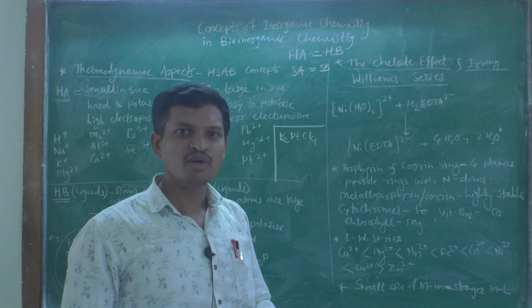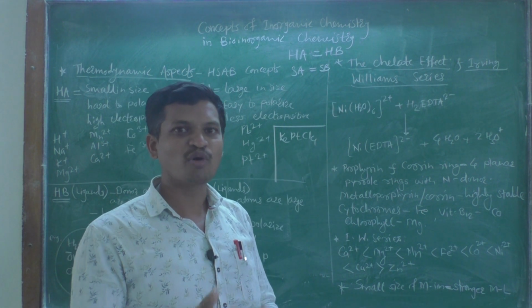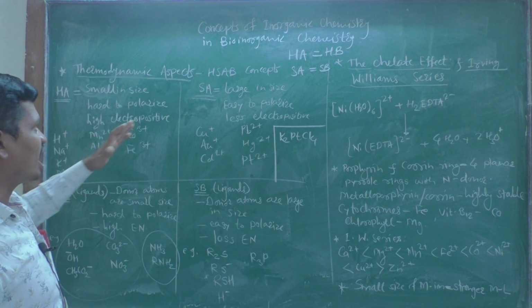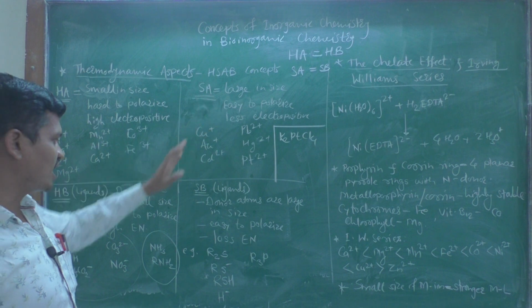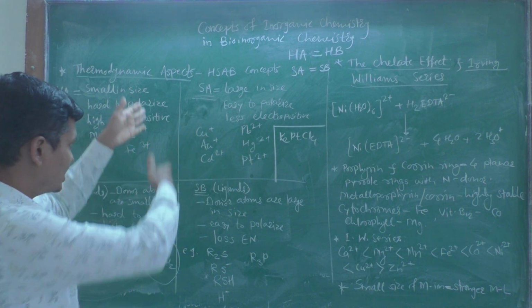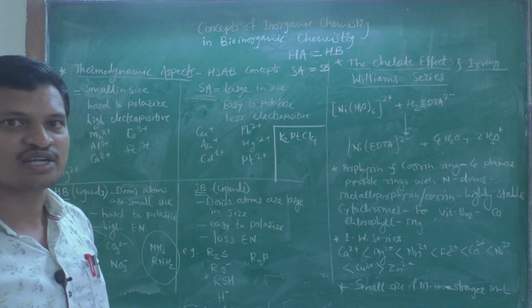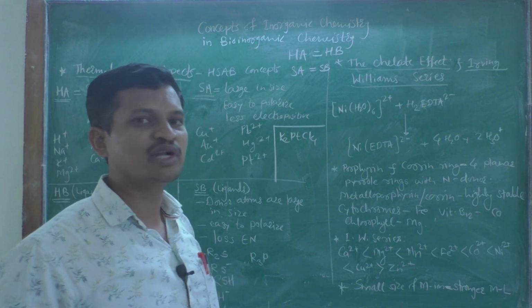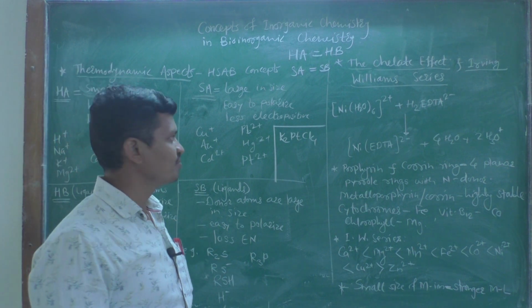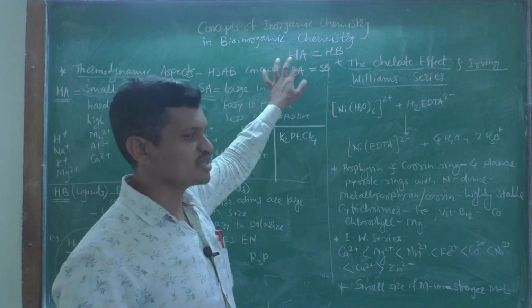There are also some borderline acids and borderline bases present in between the extreme hard and extreme soft acids, as well as the extreme hard bases and extreme soft bases. The properties of these are in between the two extreme species. So this is the HSAB principle.